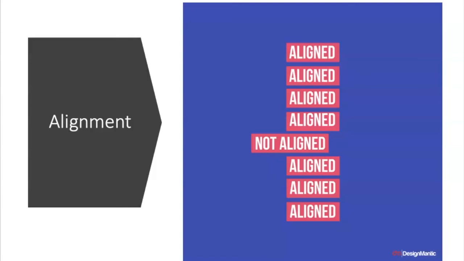The A in the CRAPP model stands for alignment. Alignment is a design principle in which every design element has a visual connection to something else on the page. Nothing in graphic design is placed arbitrarily.